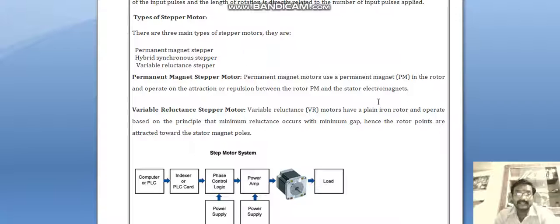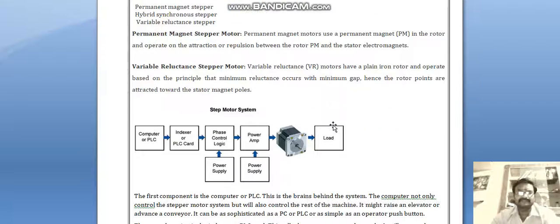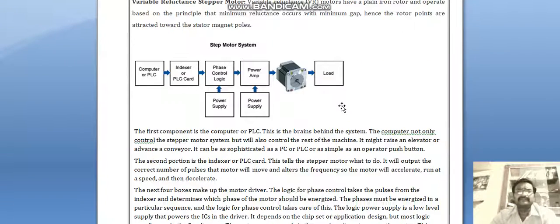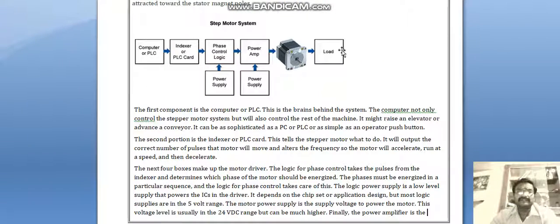Variable reluctance stepper motor. Variable reluctance motors have a plain iron rotor and operate based on the principle that minimum reluctance occurs with minimum gap, just like normal motors. Hence, the rotor points are attracted towards the stator magnet poles. This is a block diagram of the stepper motor system.